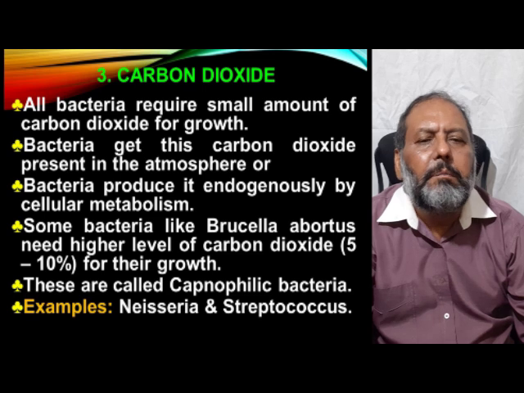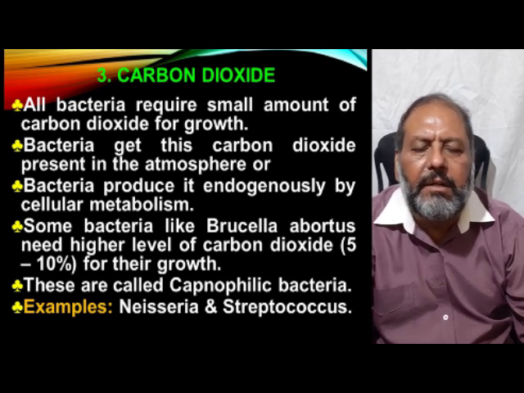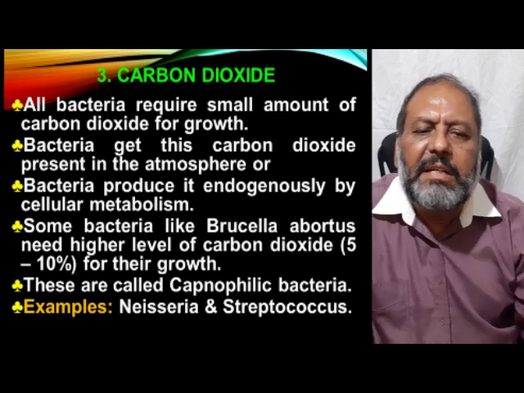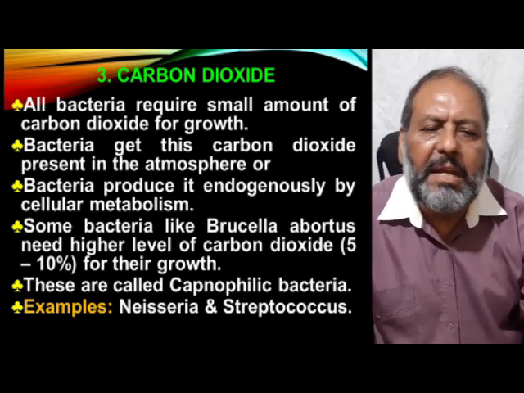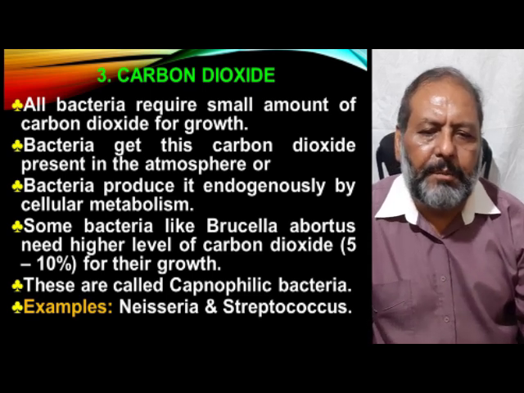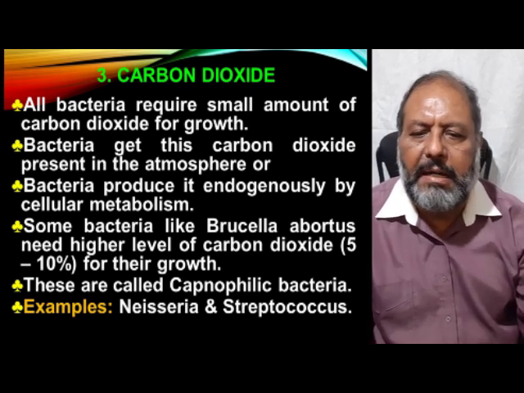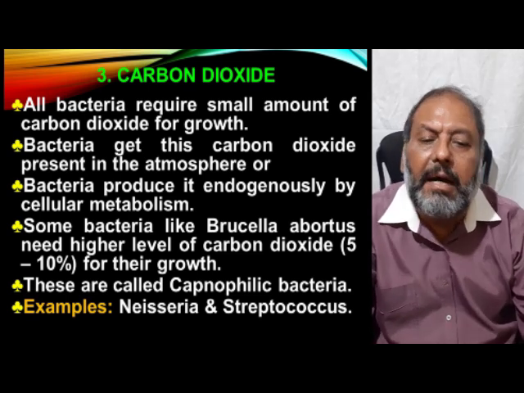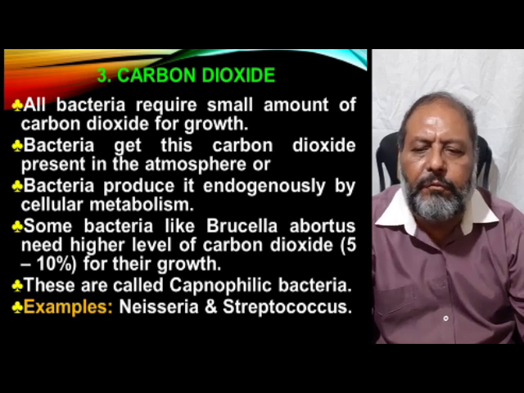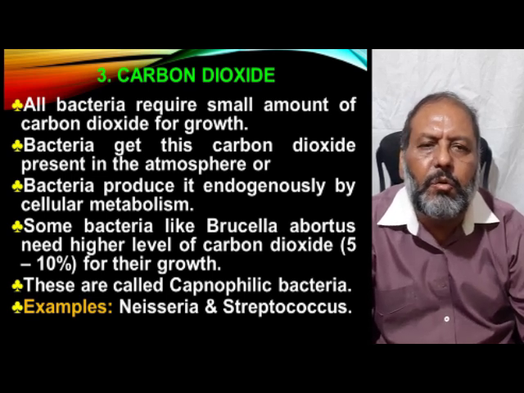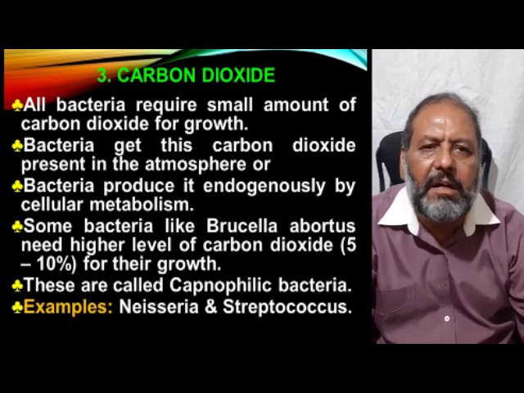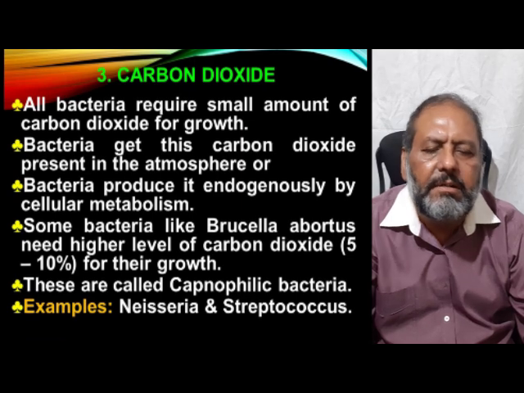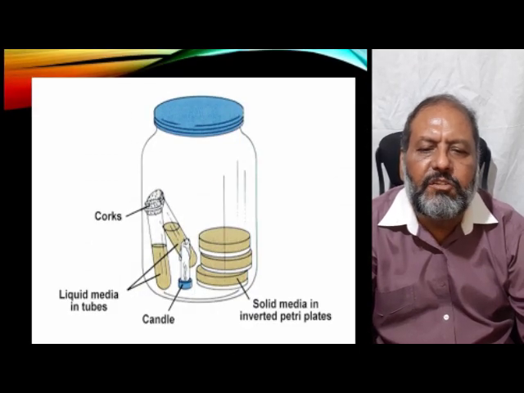The third physical factor is carbon dioxide. Our bacteria require a small amount of carbon dioxide for their growth. Bacteria get this carbon dioxide usually from the atmosphere, or produce it endogenously by cellular mechanisms. Some bacteria like Brucella abortus need a higher level of carbon dioxide, about 5 to 10%, for their growth. So they are called capnophilic bacteria, and examples are Neisseria and Streptococcus.